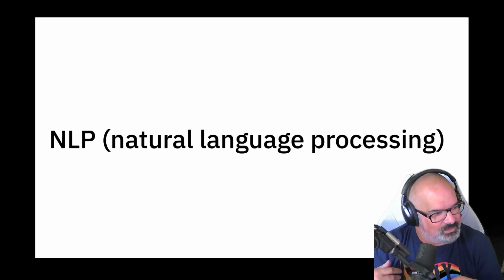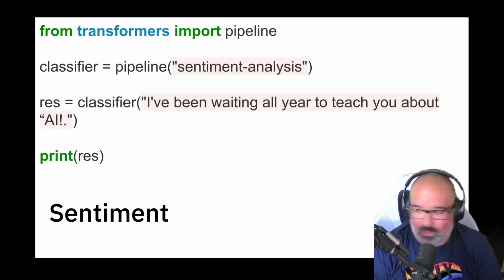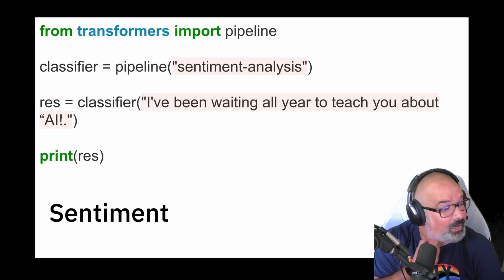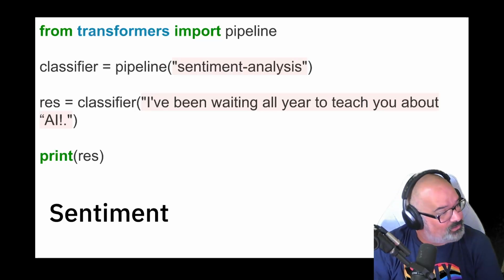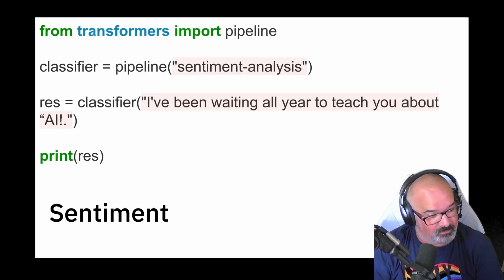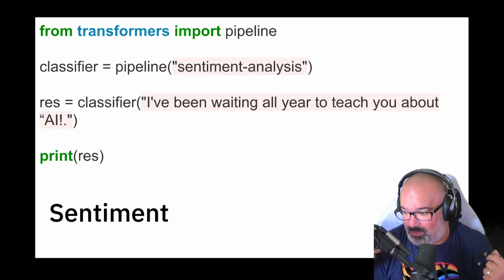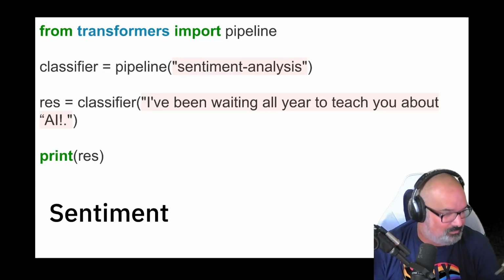So there are different portions of it, and one of the first ones we're going to talk about is sentiment. First of all, here is all the code you need, which is what, 1, 2, 3, 4 lines of Python code using something called transformers from Hugging Face, where you can use the sentiment model to see how positive or negative a line is, right? So for instance, I've been waiting all year to teach you about AI. I'd imagine that'd be pretty positive, right? That's a relatively positive statement because I'm excited about it. But I've been waiting, so that is a little negative because I'm having to wait a little bit.